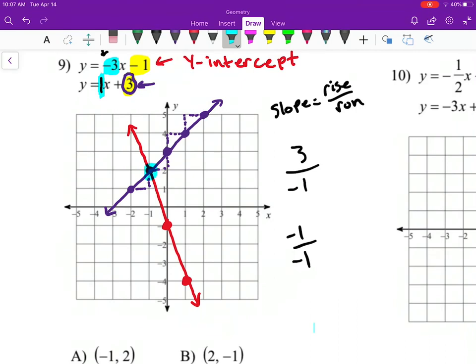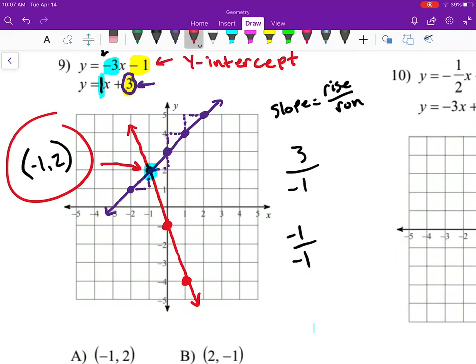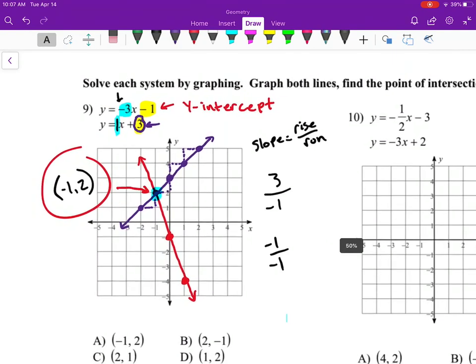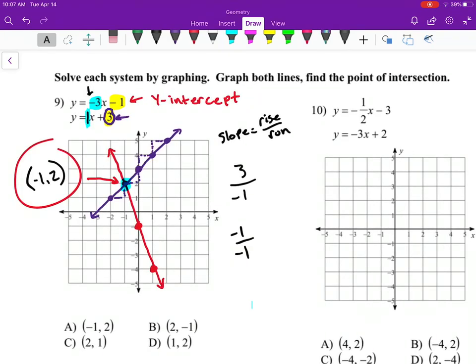Right here you can see those two lines cross. They come together. Okay, so that point right there, write it over here on the left, is negative 1 on the x-axis, and then it's up 2. It's positive 2 on the y-axis. So that right there is my point of intersection. You can see right there, that's where they come together. Okay, and there we go. We've answered the whole question. We've graphed both lines, and we found the point of intersection.